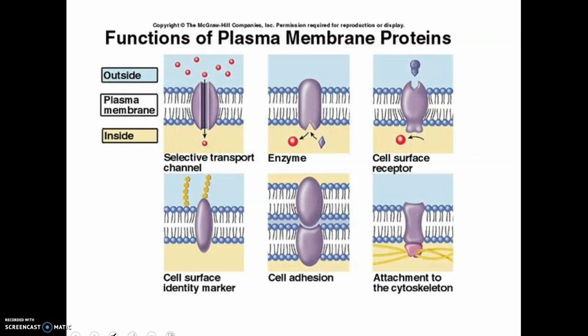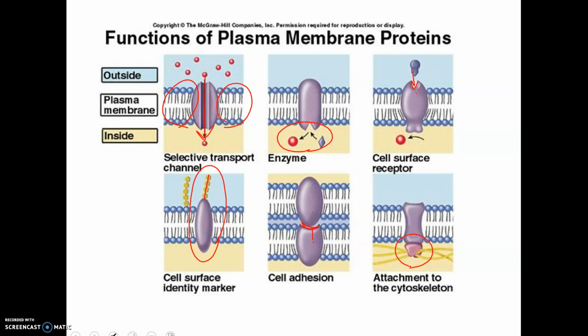Here's some pictures of some of these. So this is a transport protein that's carrying things in and out. Here's your phospholipid bilayer. This is an enzyme doing a reaction. This is called a receptor. So this is picking up a signal like from hormones, which send signals to your cells that cause your cells to react. And this would be a receptor protein. This would be an ID marker protein. They have these little sugars sticking off of them that identify. This would be a protein that's helping two cells' membranes stick together, and here's one that's attached to the cytoskeleton.